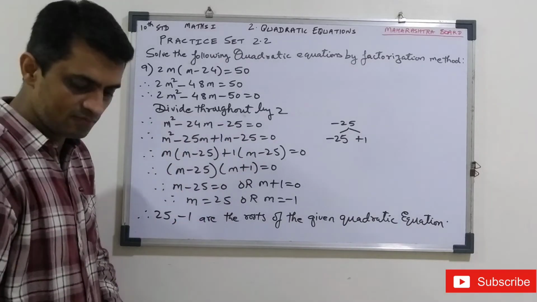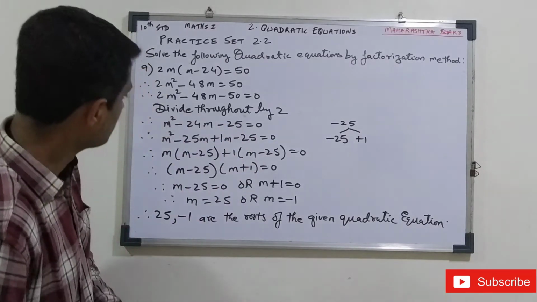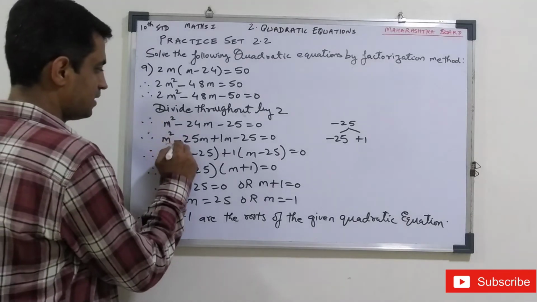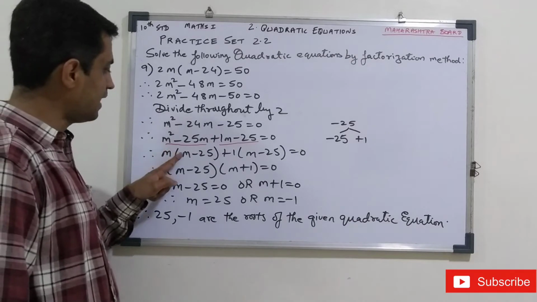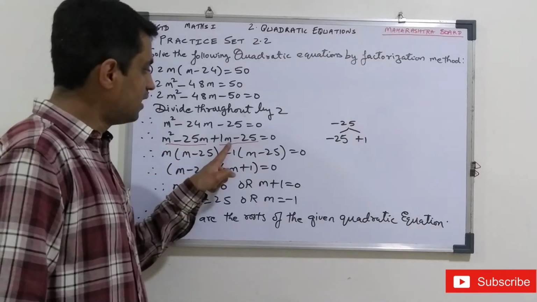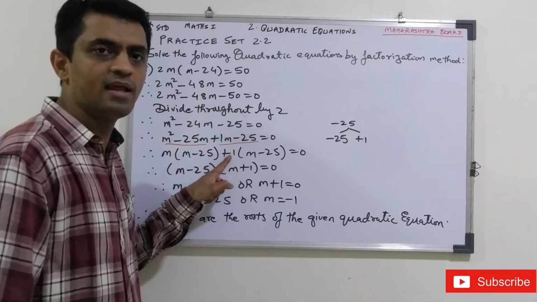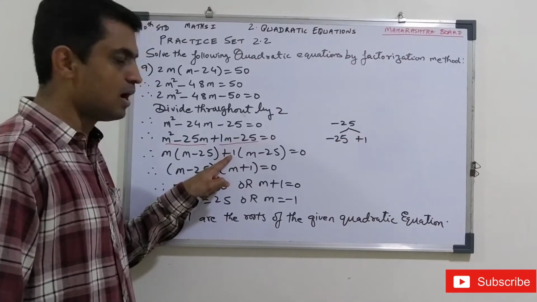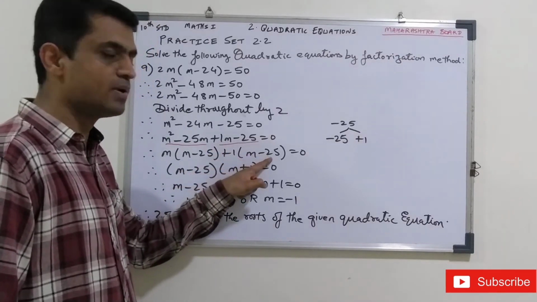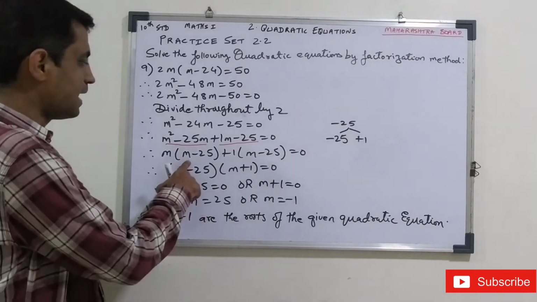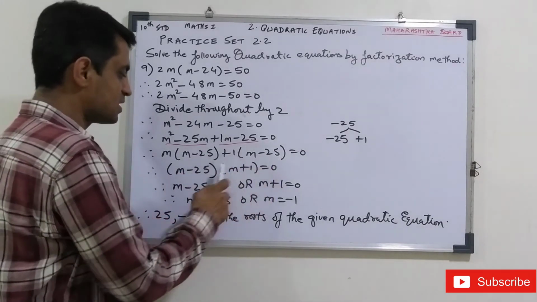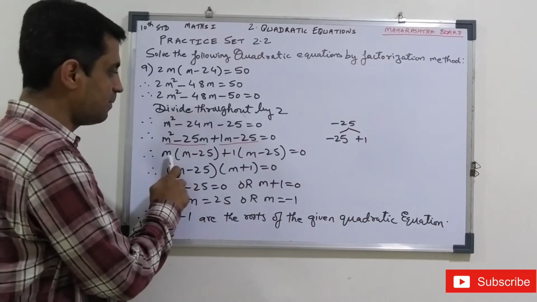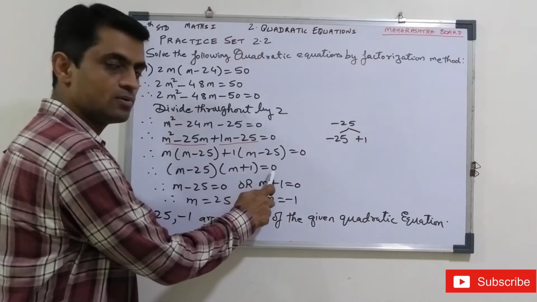Now, from this part, from this and this, take out m common. So what will you get? M(m minus 25). Here nothing is common, but then also we can take 1 common, plus 1 outside. So what will you get? (m minus 25) is equal to 0. Common bracket: m minus 25 is a common bracket. And what will remain? m plus 1 is equal to 0.